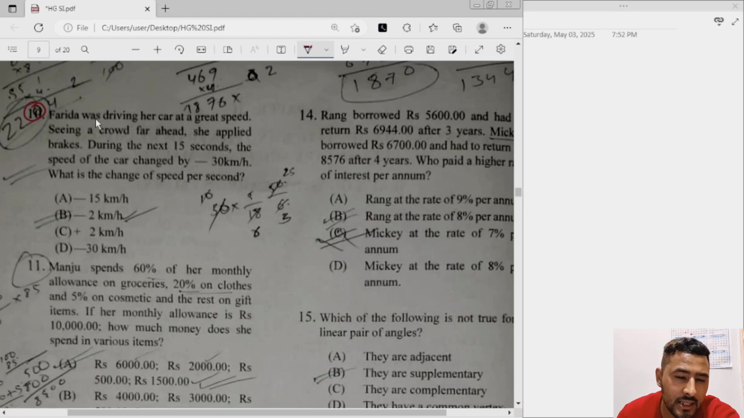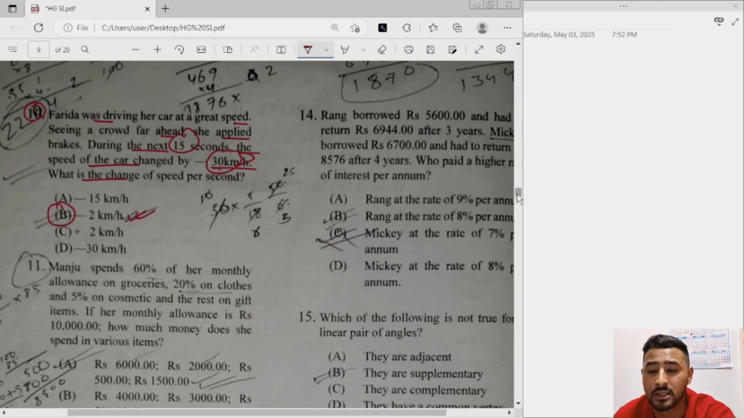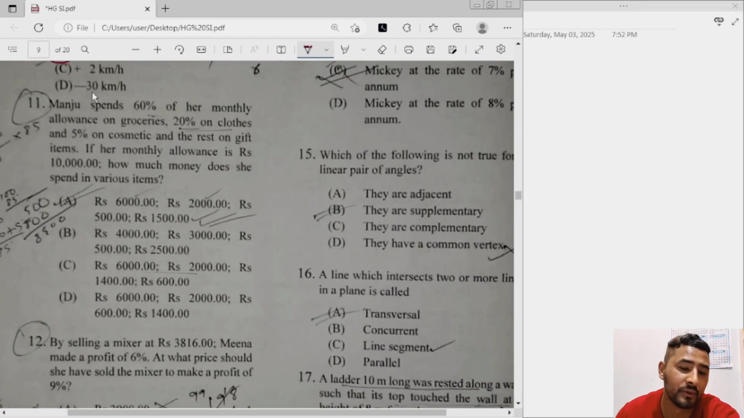Question number 10 says Farida was driving her car at great speed. Seeing a crowd far ahead, she applied the brake. During the next 15 seconds, the speed of the car changed by 13 km per hour. What is the change of the speed? You can see it's 15 seconds, there's 13 km per hour, so the change will be minus 2 km. This will be a long method to do, so I'll not waste my time. The answer will be minus 2 km per hour.